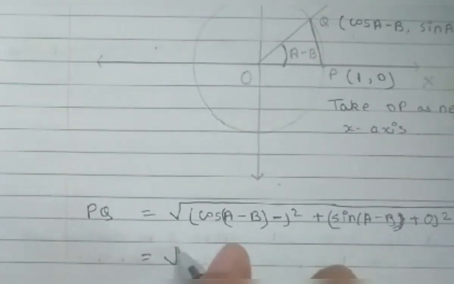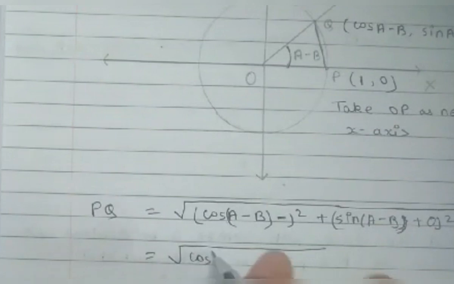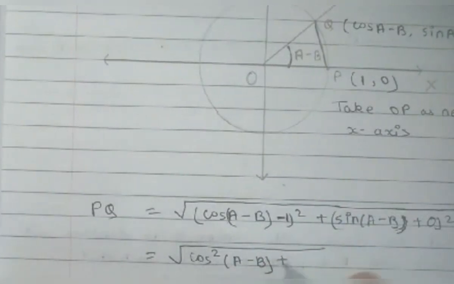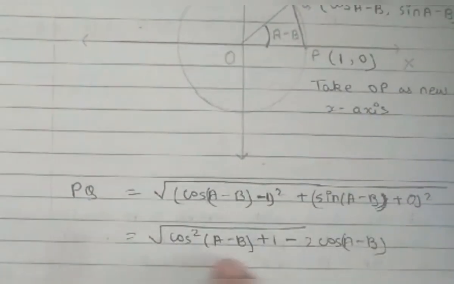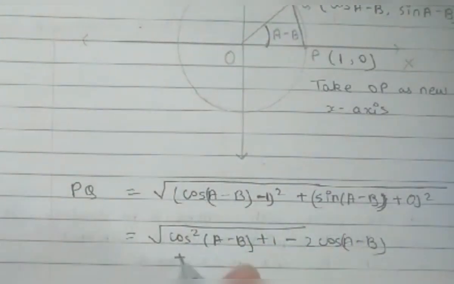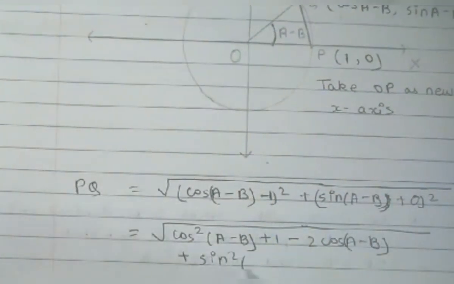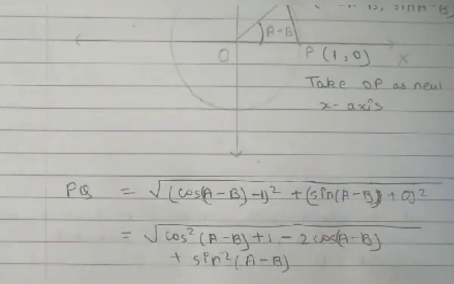Now if you solve this, it would be cos of A minus B the whole square, so cos square of A minus B, minus 1 it is. So now it would be plus 1 and minus 2 cos of A minus B. This is the A minus B the whole square formula, I guess you will know this. Plus, now what is this? It would be sine square of A minus B, and plus 0 is nothing, so 0 only it will come.